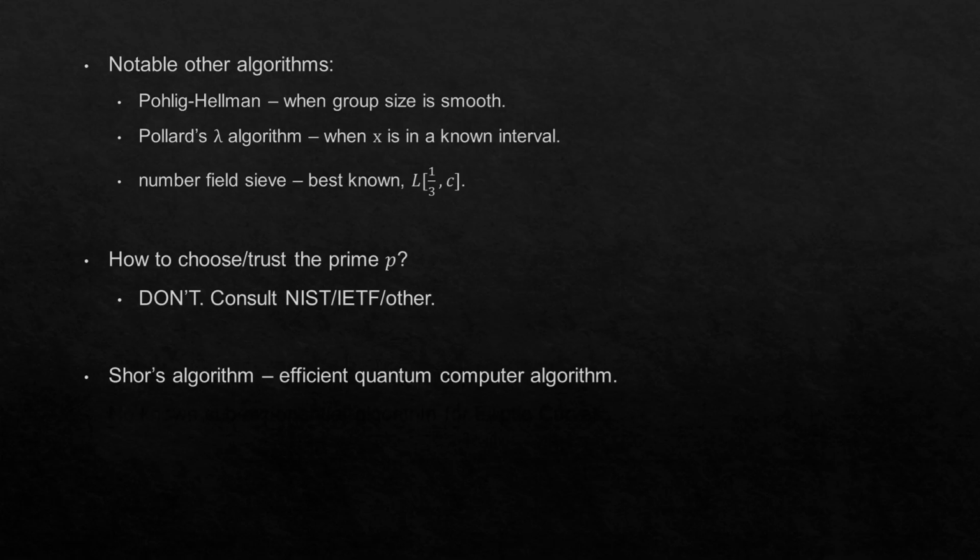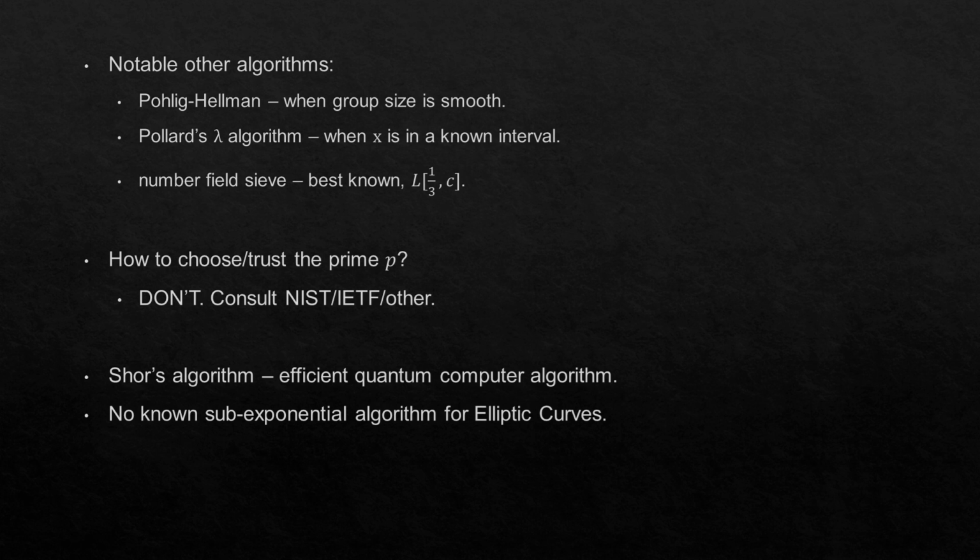Another note, there is this quantum algorithm, Shor's algorithm. The running time is super efficient. It solves discrete log in not square root, but quadratic time in the number of bits. That's super fast. But, well, yeah, quantum. And there is currently no sub-exponential algorithm for solving discrete log on elliptic curves.